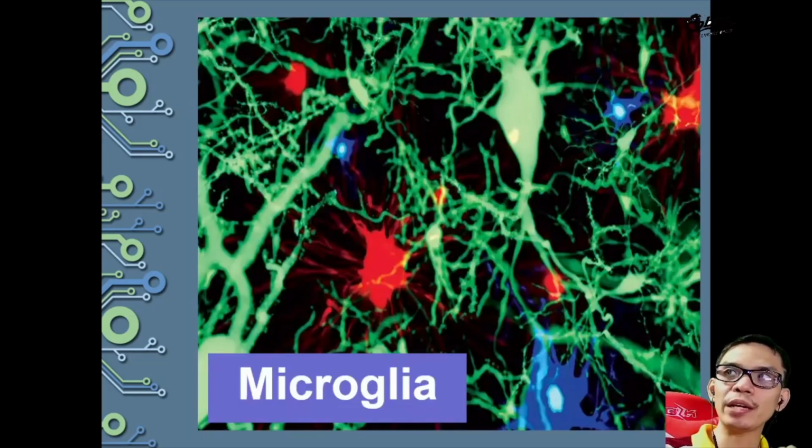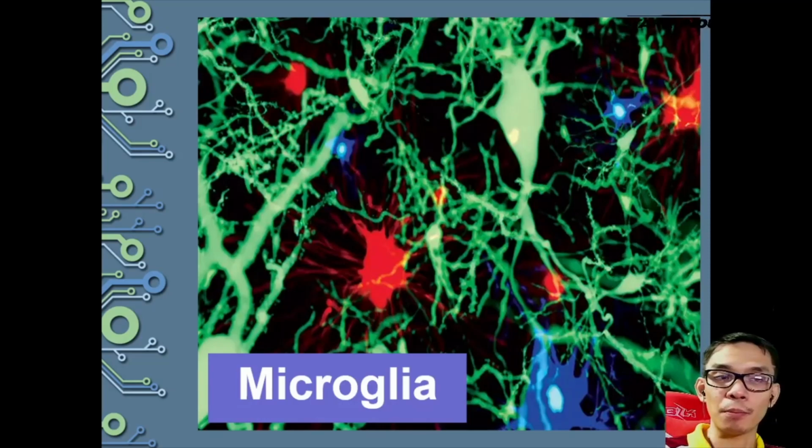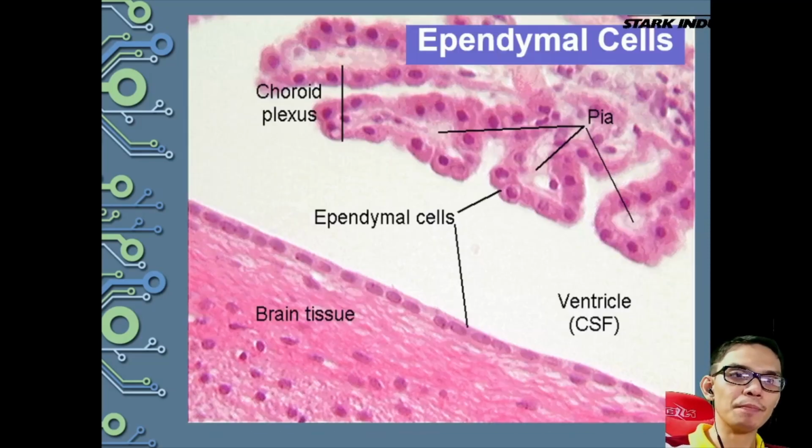We have here the microglia, the blue ones that you see there. They protect the nervous system from foreign objects, viruses, and bacteria alike. Next one is the ependymal cells. As I said earlier, the ependymal cells line the delicate tissues of your nervous tissue and secrete a fluid to further protect these delicate tissues.